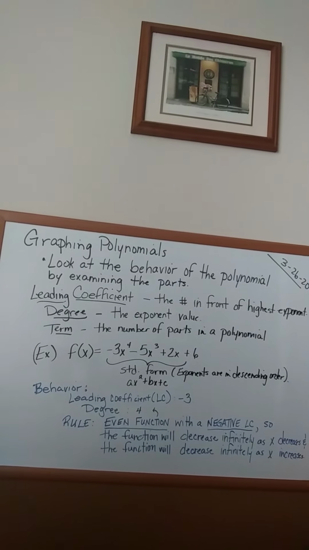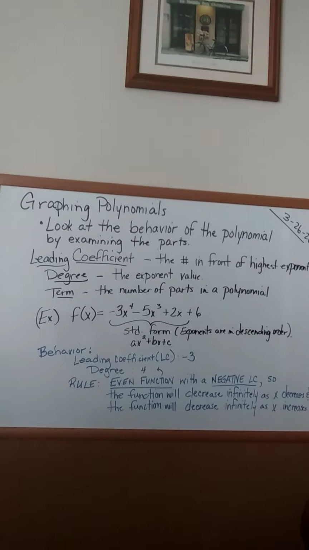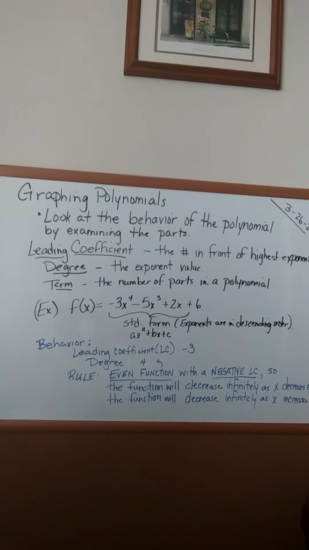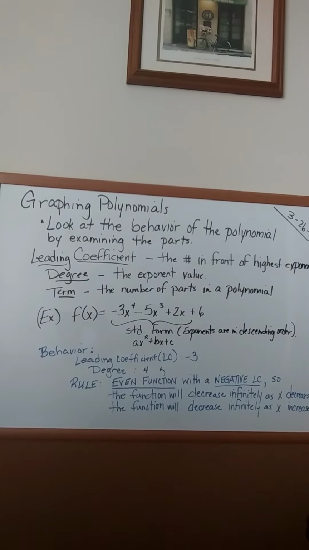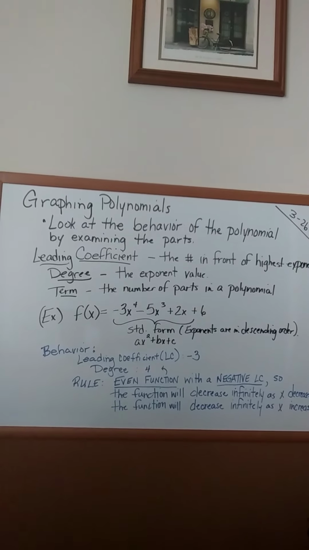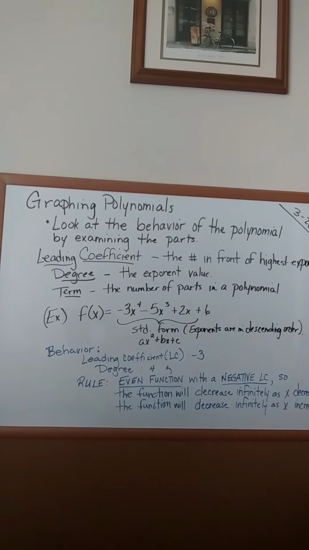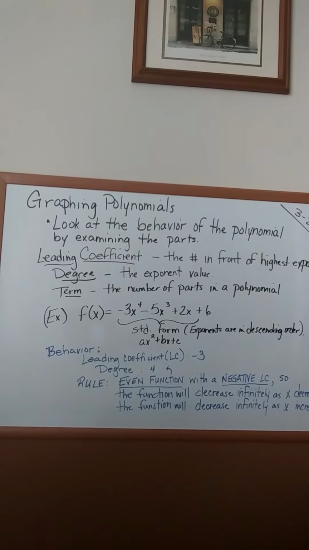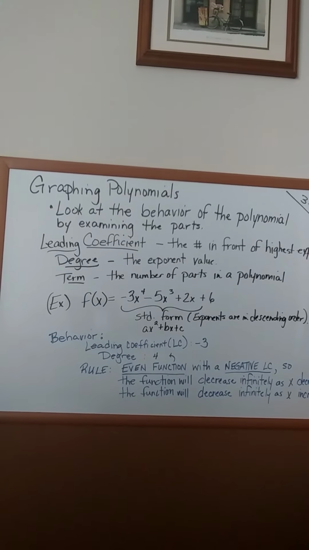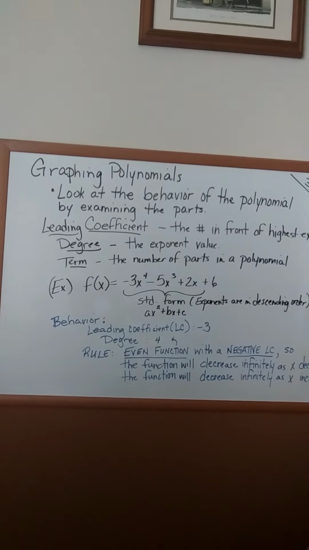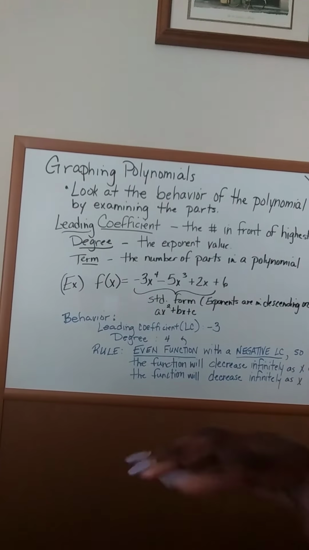Okay, so let's see. Our leading coefficient, as we said, was -3. Our degree is 4. What does that mean? That means that that graph behaves in a certain way. So the rule for a graph that has a leading coefficient that's negative and a degree that is even is that the function will increase infinitely as x decreases, and the function will decrease infinitely as x increases. We'll try another one.